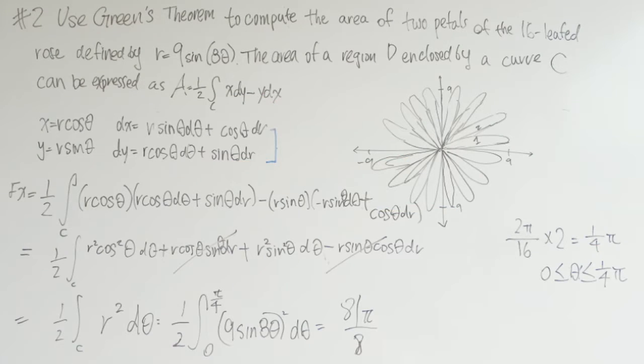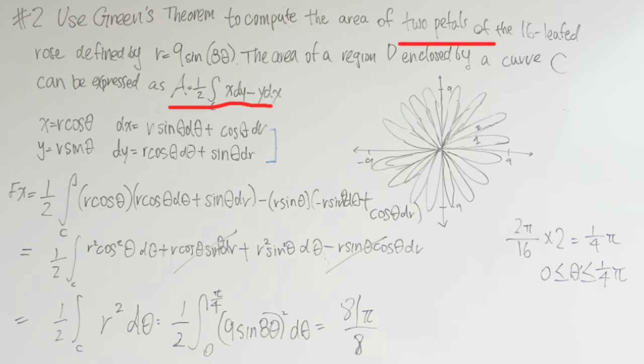Alright, so number 2, we're going to look at this problem. The question is, use Green's theorem to compute the area of 2 petals of the 16 leaved rose defined by r equals 9 sine 8 theta. The area of region D enclosed by our curve C can be expressed as A equals 1/2 integral x dy minus y dx.